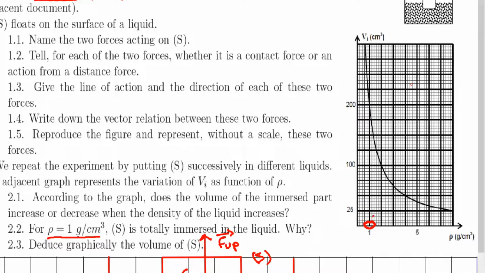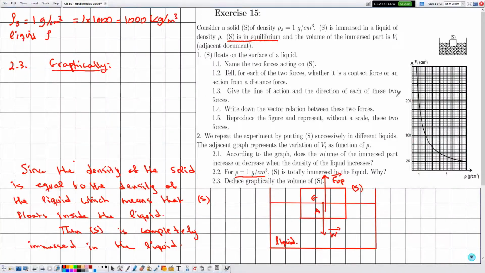So this value corresponds to this point on the curve, having a value of the immersed part given by Vi is equal to 200 centimeter cube. Then for rho is equal to 1 gram per centimeter cube, we have that the volume of the immersed part is equal to 200 centimeter cube. So the volume Vi is given by 200 centimeter cube.